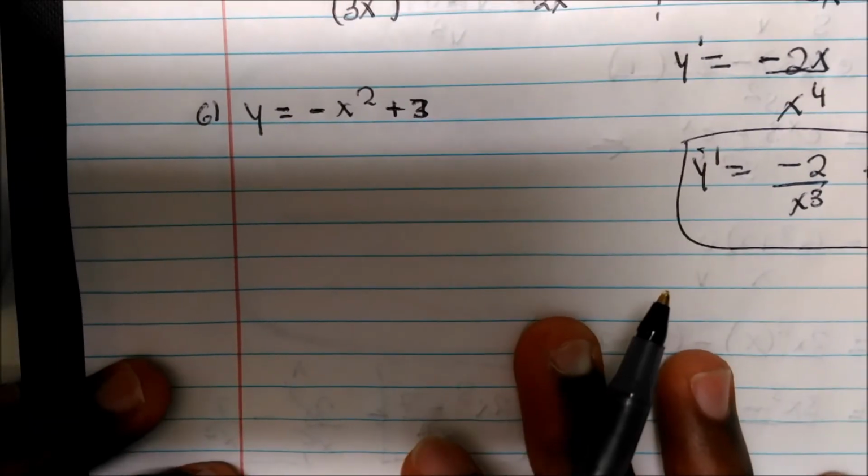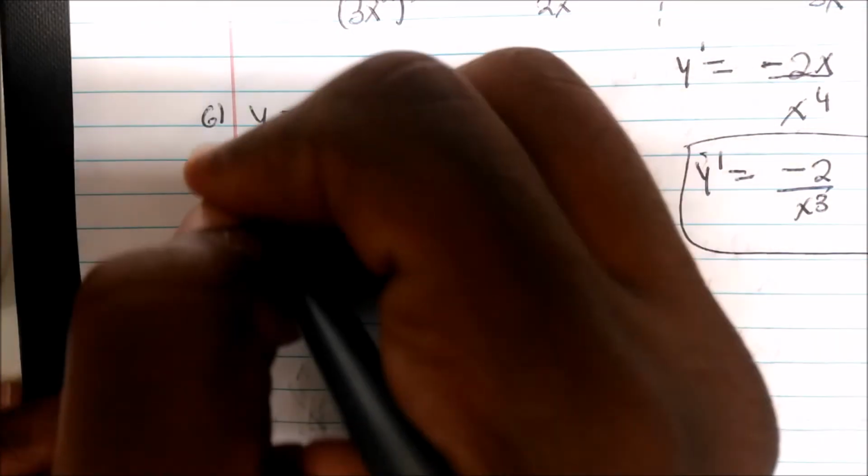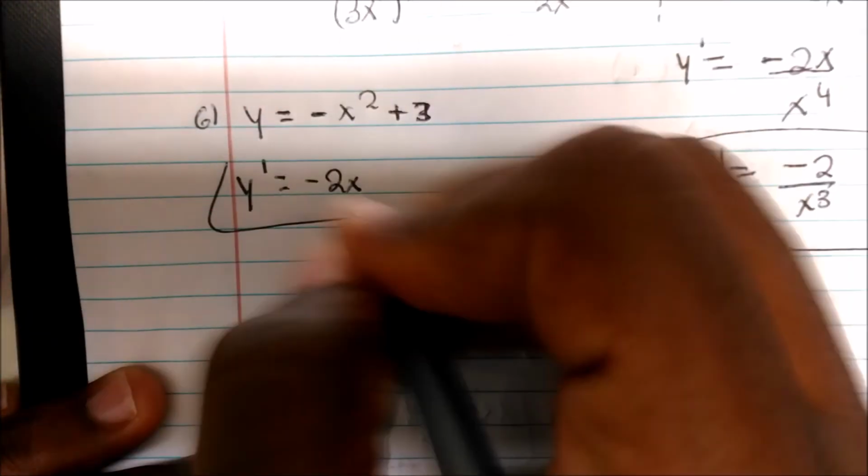Let's look at the last one. Last one is pretty much easy. It's one of the first things you'll probably see when talking about derivatives, and so y prime is now negative 2x. That will be your answer.